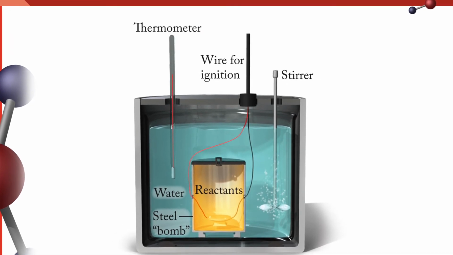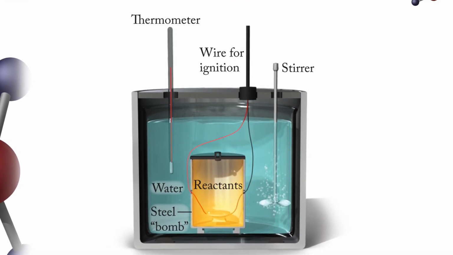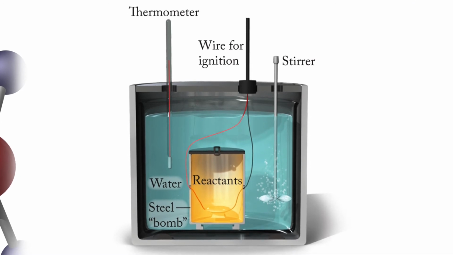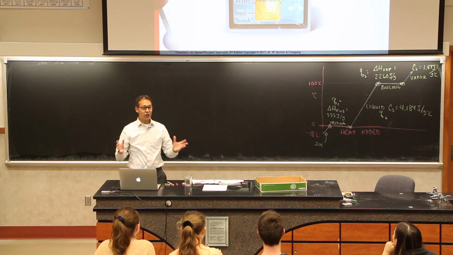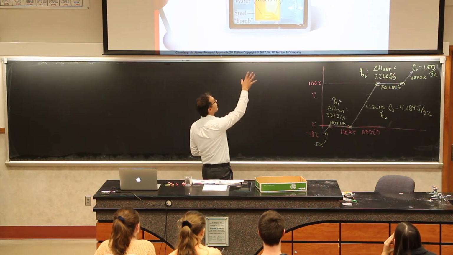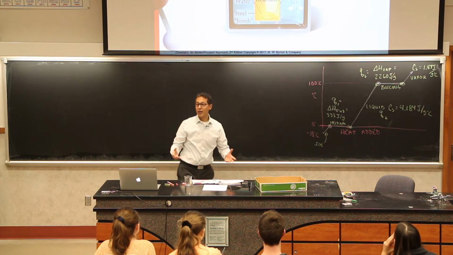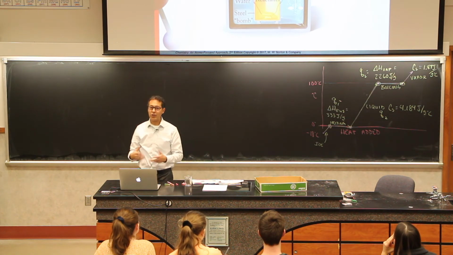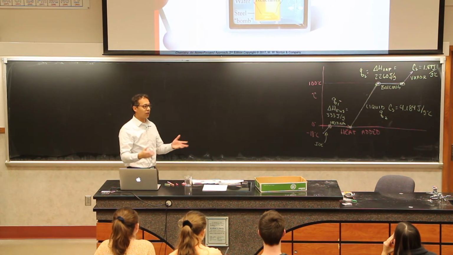So then you run some current through the wires, causes a spark. Your Krispy Kreme donut ignites and burns. And it releases that energy, that heat energy, into the water. And it allows you then, you can measure the change in temperature of the water. From the change in temperature in water, you can make some calculations.